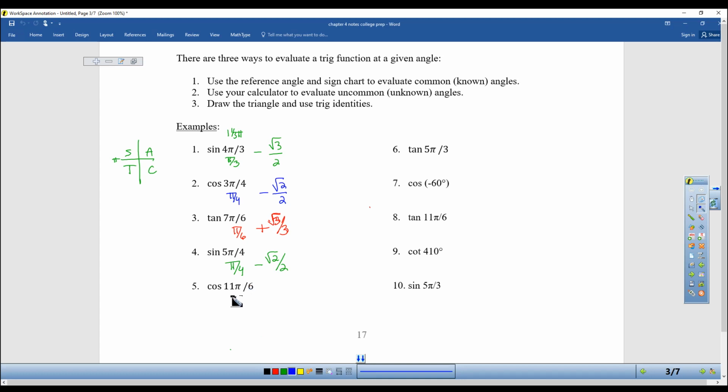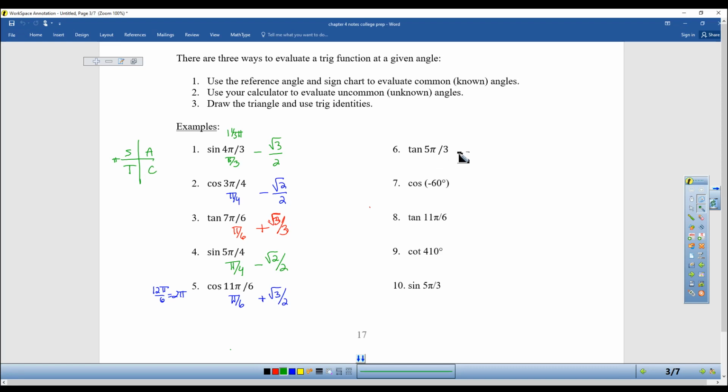Cosine of 11 pi 6. The reference angle is pi 6. I look up on my chart and I see that cosine of pi 6 is the square root of 3 over 2. 11 pi 6, you can look at your unit circle, or you can think about it that 12 pi 6 is 2 pi. That would be all the way around. So I'm just shy of that. So I'm in quadrant 4, and cosine is positive in quadrant 4.